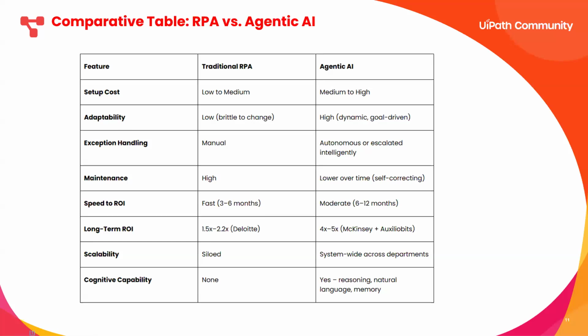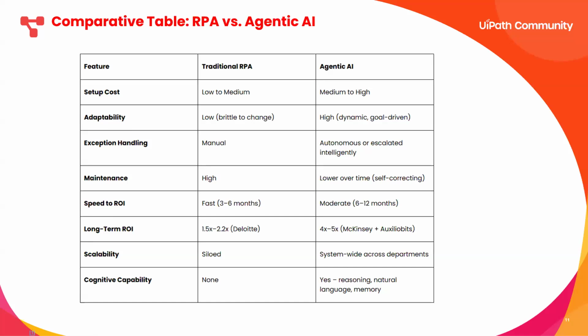One example is auto healing, where if a selector is broken in any of the RPA agents or RPA processes, this can be easily fixed with the help of agents. Maintenance cost is always high in traditional RPA. However, it is lower over time with agents, which are self-correcting.